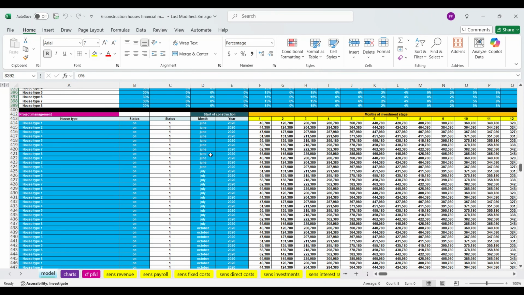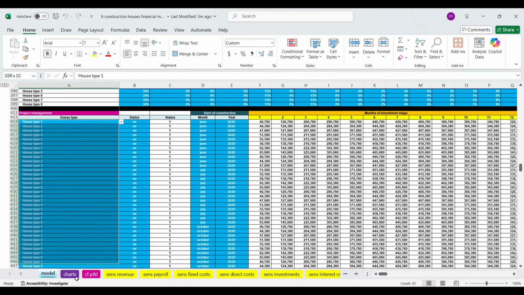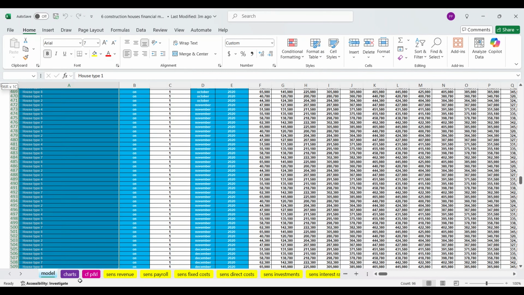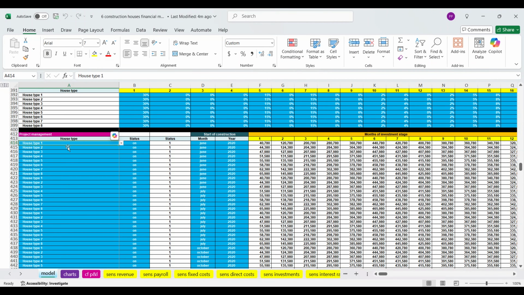Then we're moving to the next and very important block of inputs. This is the project management. Here in this column we are specifying what type of house we're going to build. In this menu we have 100 houses. So here in this column we can specify what type of house we are going to build.